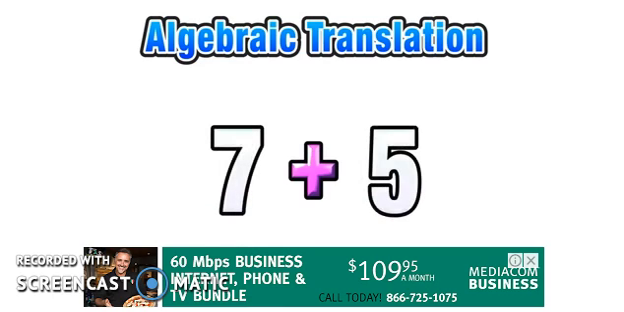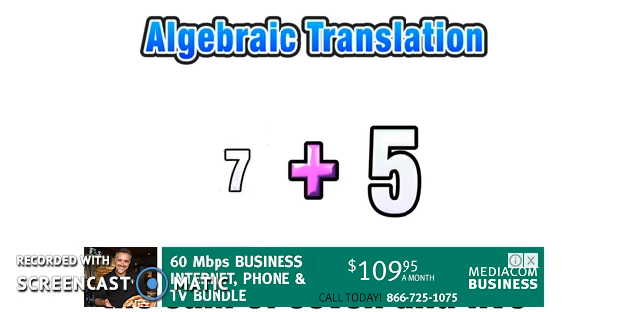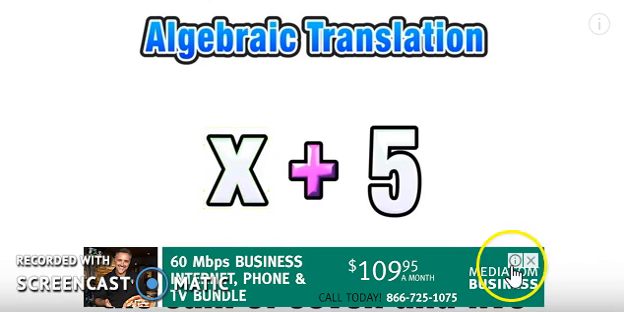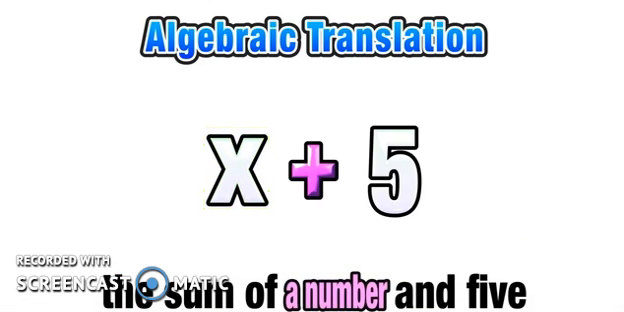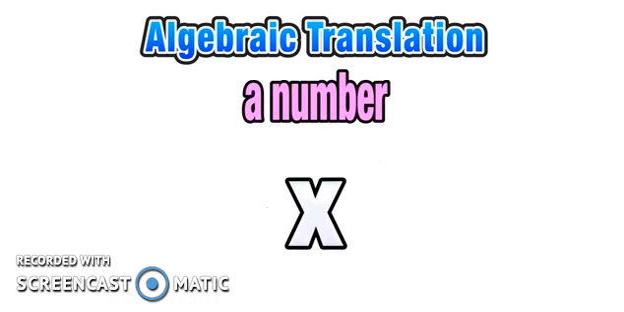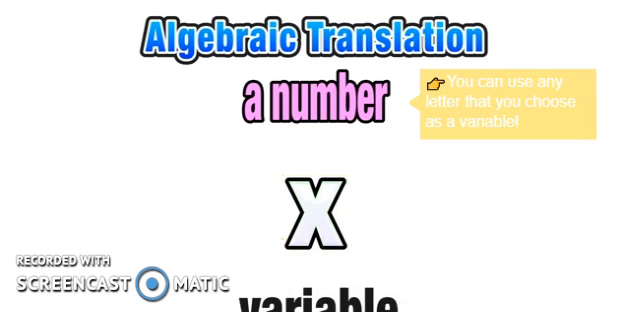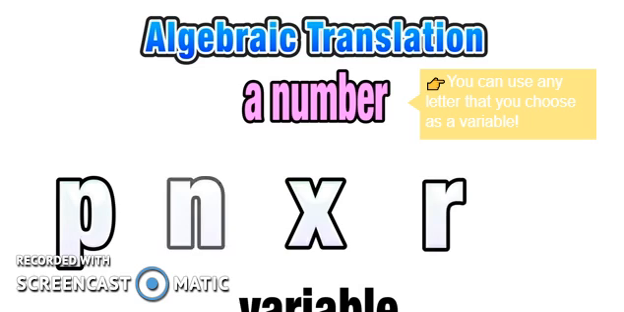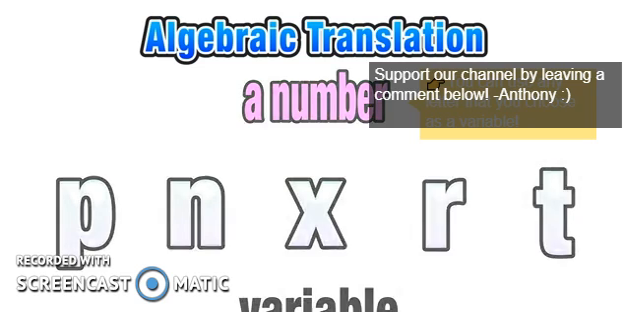Now, if we had something like 7 plus 5, verbally, we could express this, for example, as the sum of 7 and 5, and we would be done. But what if instead of a 7, we had a variable, we had the letter x there? Instead of saying the sum of 7 and 5, we would say the sum of a number and 5, because x is a variable and it could represent any number, so we're just going to call it a number. And even though x is the most commonly used letter, this applies to any letter in the alphabet that can be used to represent a variable, which is just some unknown value.